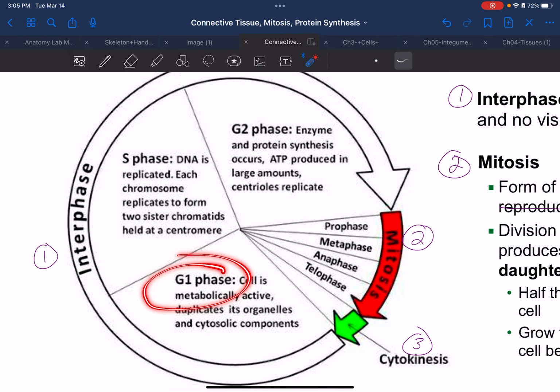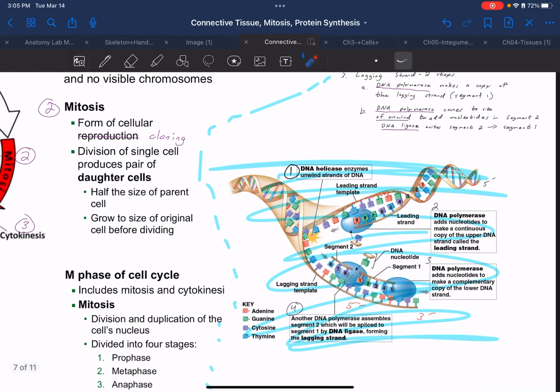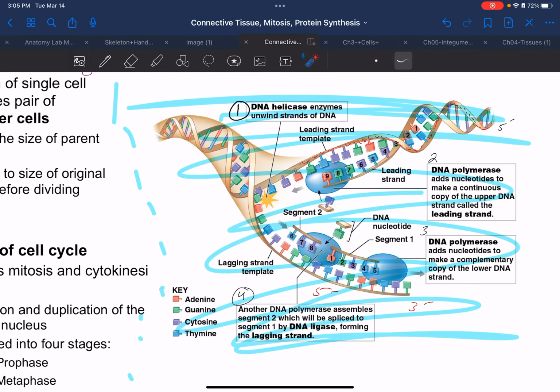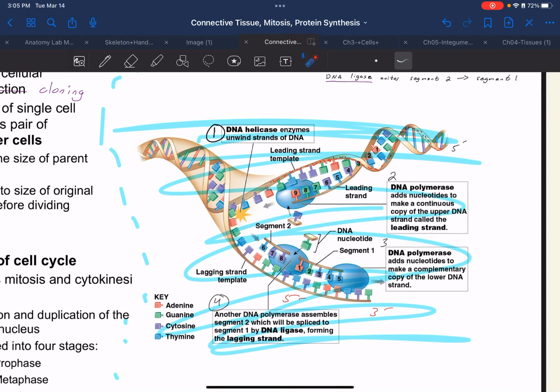And so G1 can be considered sort of a growth phase. You can consider this G as growth 1. You can consider this G2 as the second growth phase. And S phase is going to be the synthesis phase. Originally we were supposed to go over DNA replication in this segment, but I'm going to add it to our embryology section after.